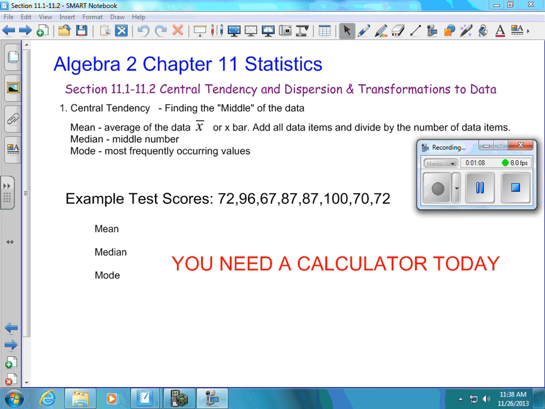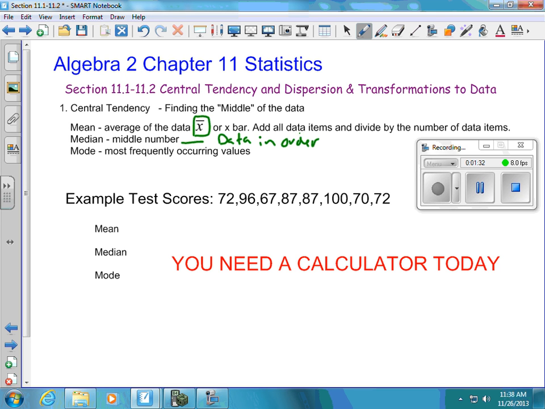Mean is the average. It's denoted by X bar. You can see it right here, X bar, an X with a bar over it, that means average. To find the average manually, you add up all the values and divide by the number of items. You've done this before.